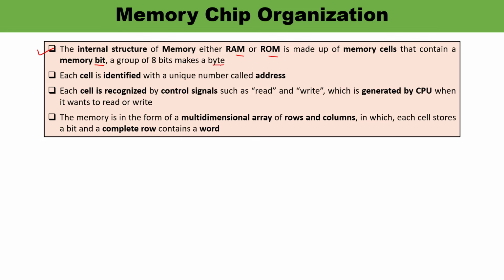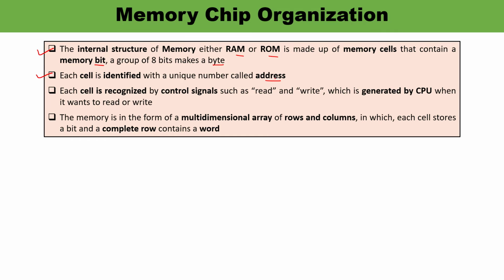And in the case of memory, each and every memory cell that is being identified has a unique number which is known as the address. None of two cells will have the same address. There must be a unique address with respect to each and every cell. And how is the cell going to be recognized?